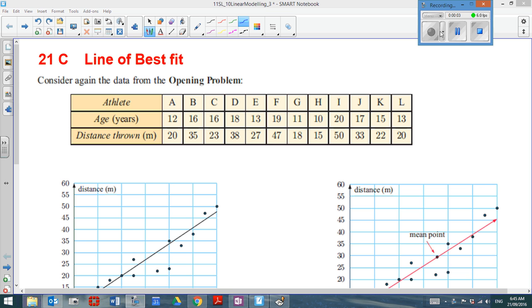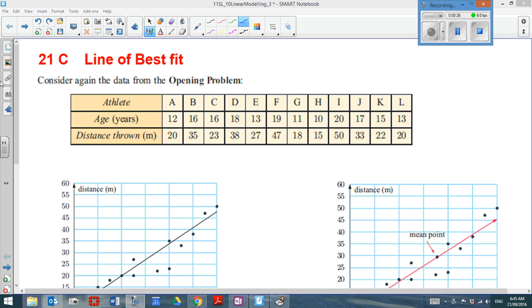Hello, IB. We're heading into 21C and D actually in the same video, looking at the line of best fit. So we've been looking at sets of data over the last few days, and notice this data from the opening problem. We're talking about the age and then the distance that a discus is thrown, I believe. So we've got a set of ages and a distance that each of these ages can actually throw the discus.